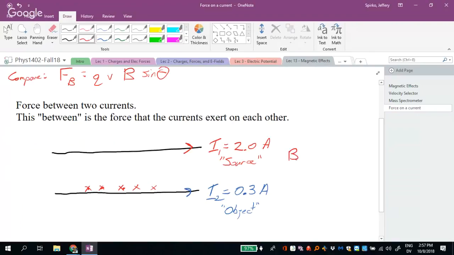So B1 is, and we look up one of our formulas for magnetic field. Now this I1 is a long straight wire, so we look up the magnetic field of a wire, and I've done this enough times that I remember it. It's mu naught I over 2 pi r. I guess I need a distance. Let's make this distance 0.6 meters.